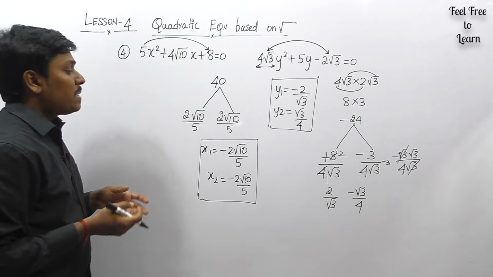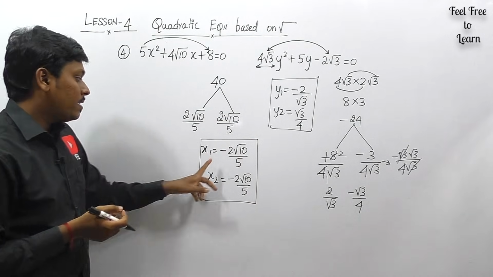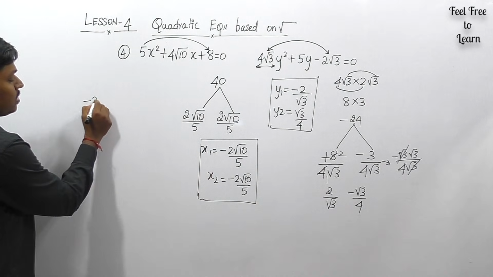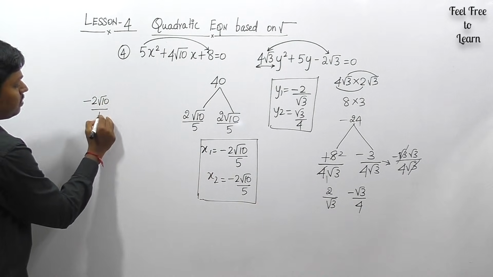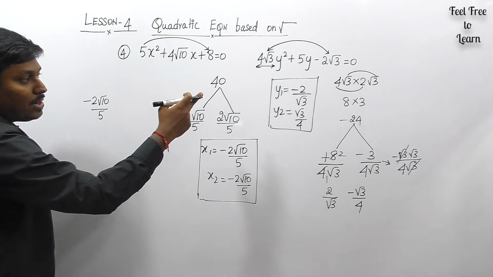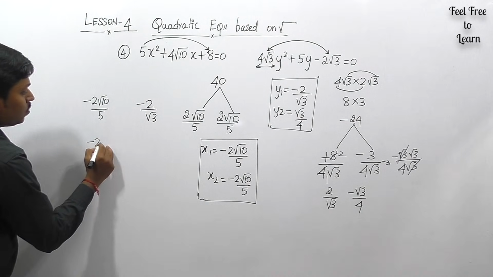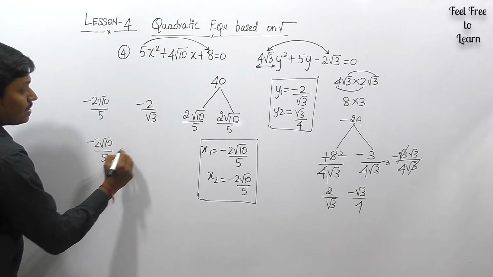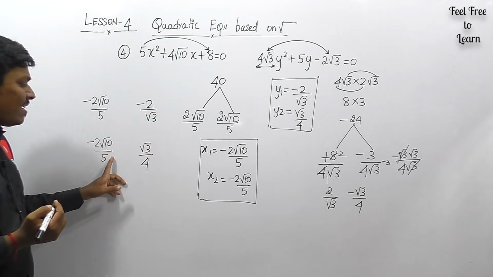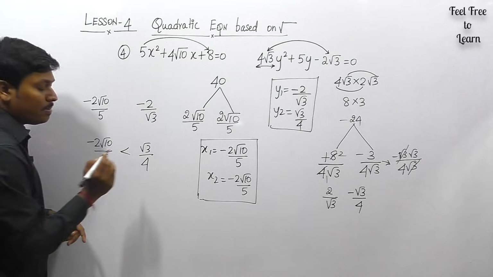So friends, now we need to compare the x and y values and say what is the relationship between x and y. Here both the x values are the same. So let me keep it as minus 2 root 10 by 5. By using only one x value, I am just going to compare both the y values. The first y value will be minus 2 divided by root 3 and the second y value will be root 3 divided by 4. So friends, here it is easy. Why? Because here it is minus and here it is plus. Definitely positive will be greater.